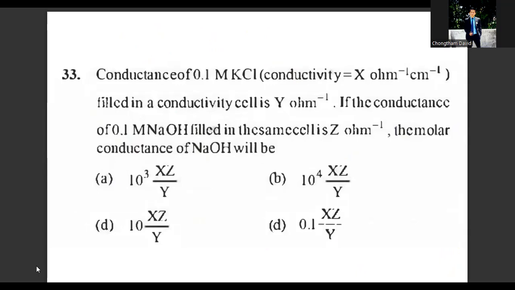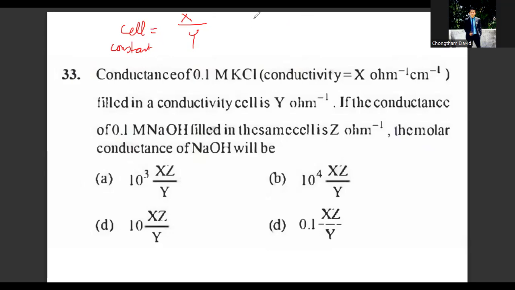33. Conductance of 0.1 molar potassium chloride in a conductivity cell is Y ohm inverse. If the conductance of sodium hydroxide of 0.1 molar concentration filled in the same cell is Z ohm inverse, the molar conductance of sodium hydroxide will be. See, cell constant can be found out from this. Let us decode, okay? So the cell constant would be X by Y.